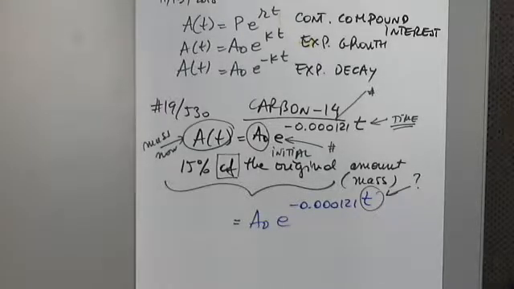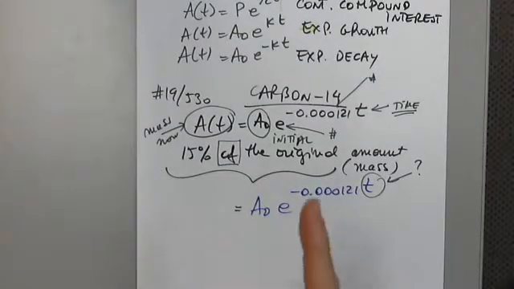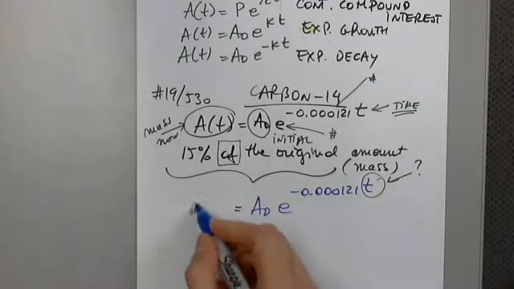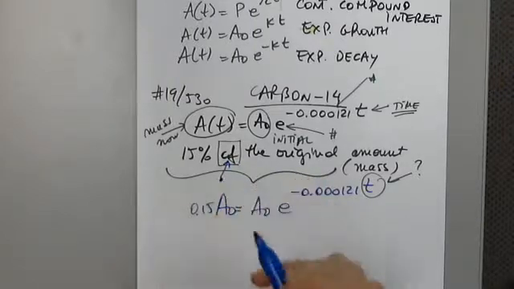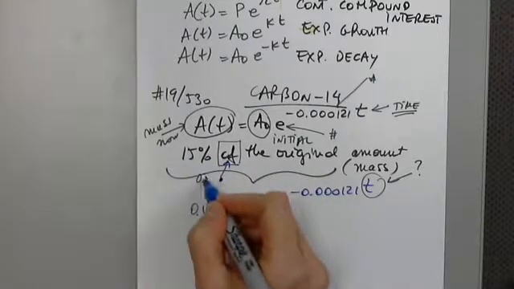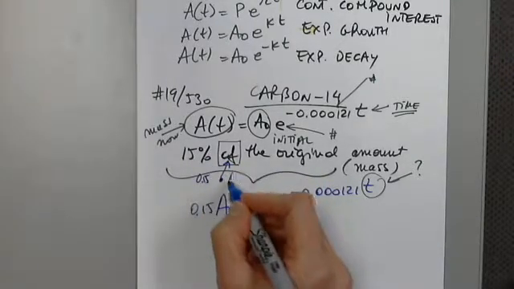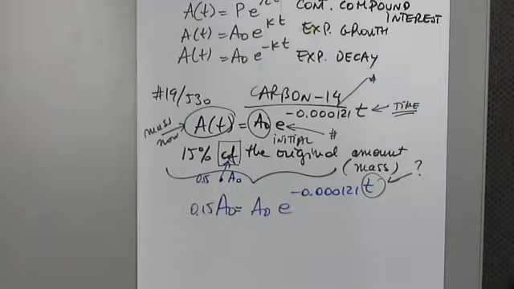So the original was A0. Today we have 15% of it. So what do I write? Exactly. So it's 0.15 times A0. The of means multiplication. 15% means 0.15 of the original. That's it. Great.